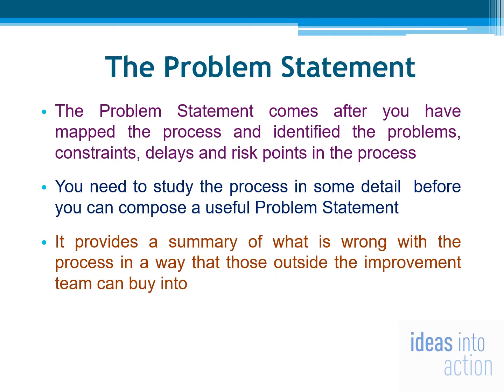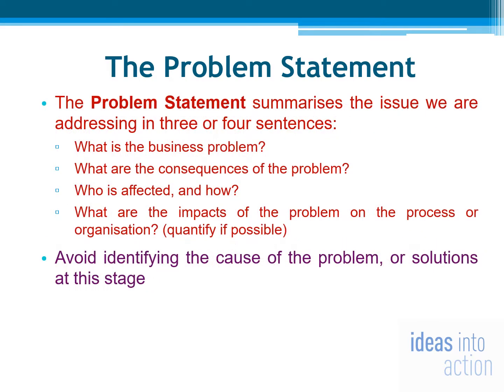The problem statement is created after you've mapped the process and identified the problems in it, including the constraints, the delays, the risk points, points where errors are created, and so on. That means that you need to study the process in some detail before you can compose a useful problem statement. And the problem statement provides a summary of what's wrong with the process in a way that those outside the improvement team can understand and can buy into. So typically the problem statement will comprise 3 or 4 sentences.